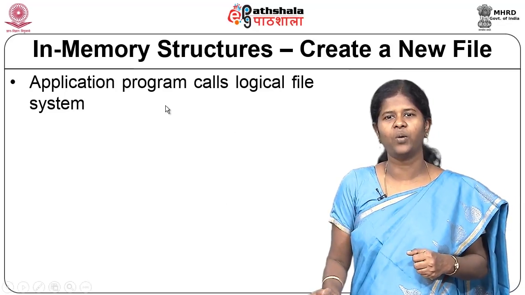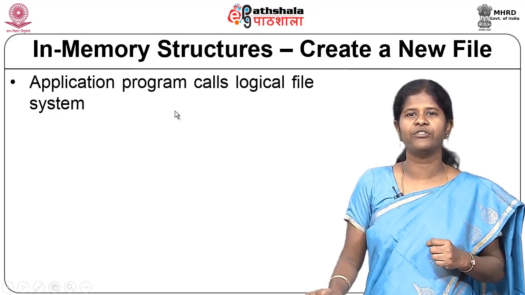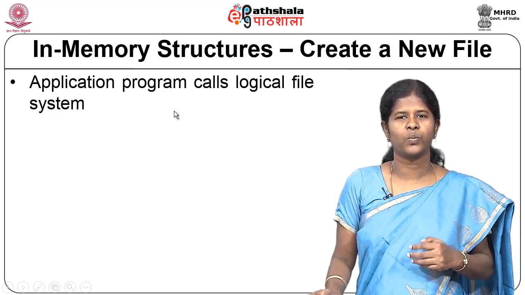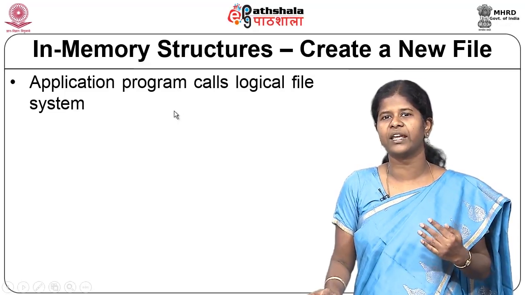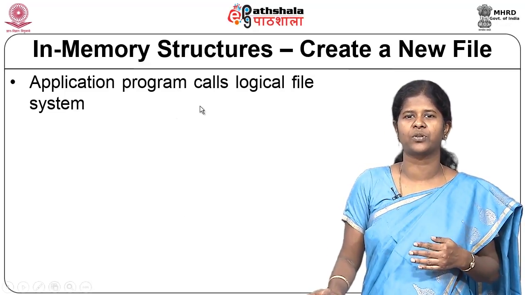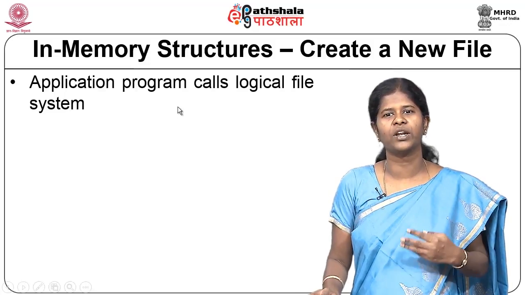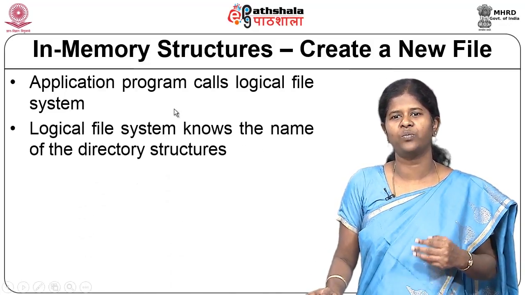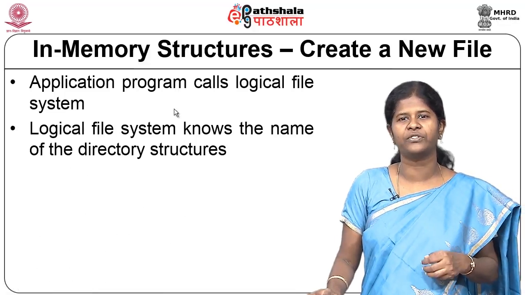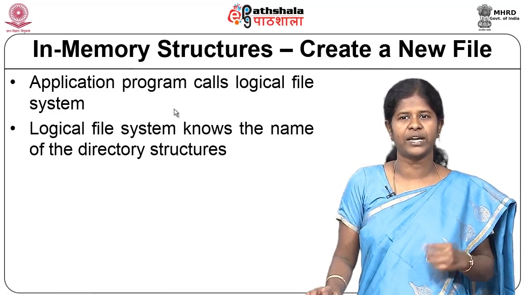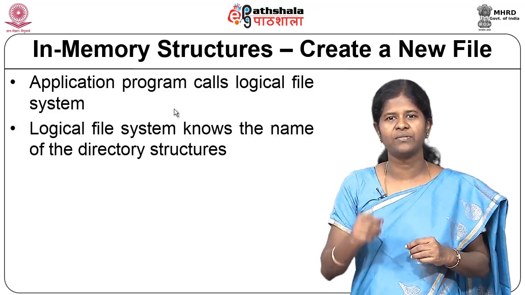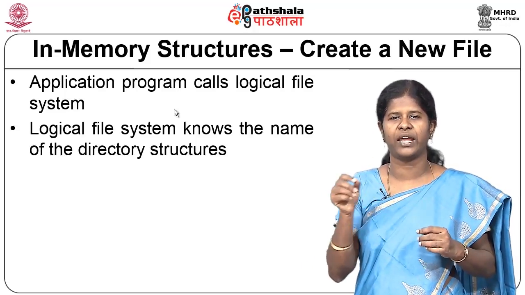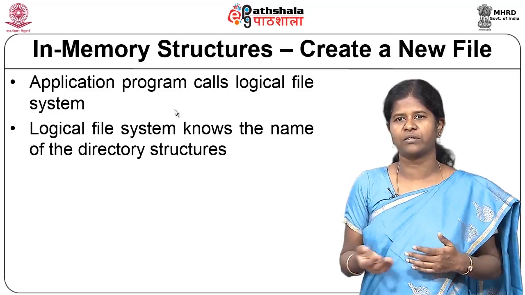So, now we will see how these structures are being used when a new file is created. We saw that the topmost layer in the layered file system is the application program. The application program will call the logical file system. The logical file system will know the directory structures. Here we need to create a new file. So, the application will say that a file with name, say, ABC has to be created.